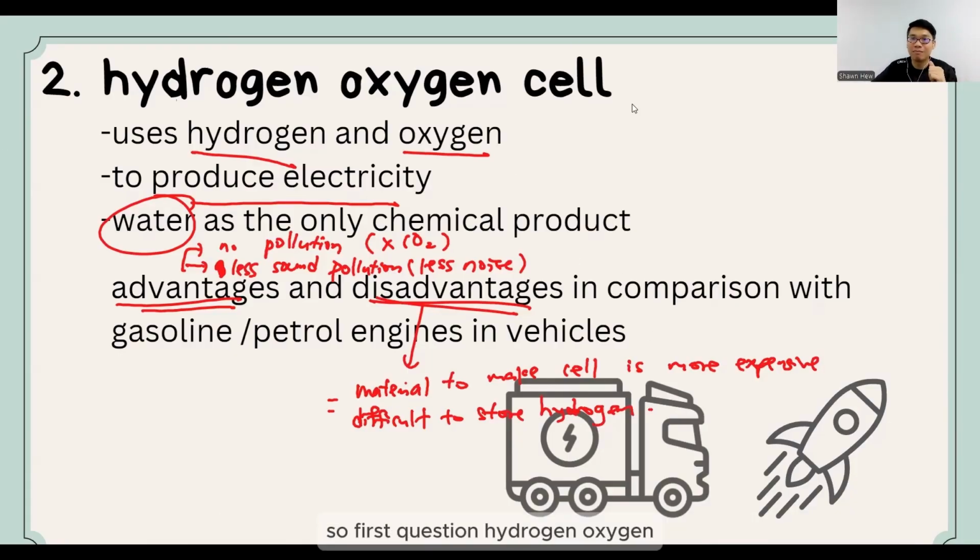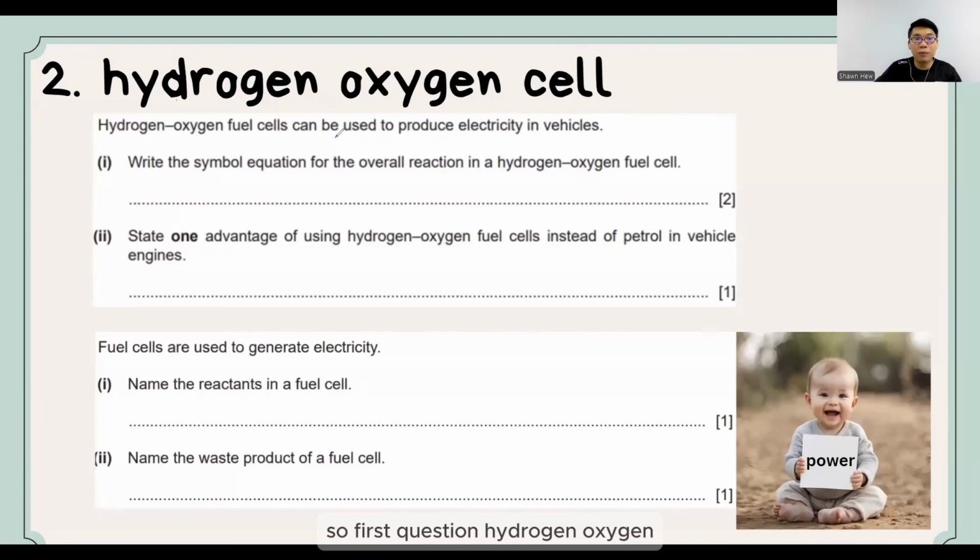So first question, hydrogen-oxygen fuel cell can be used to produce electricity in vehicles. Write the symbol equation. We are using hydrogen reacting with oxygen to form only H2O. Next, state one advantage of using hydrogen-oxygen fuel cell instead of petrol in vehicles. So it is no carbon dioxide is produced.